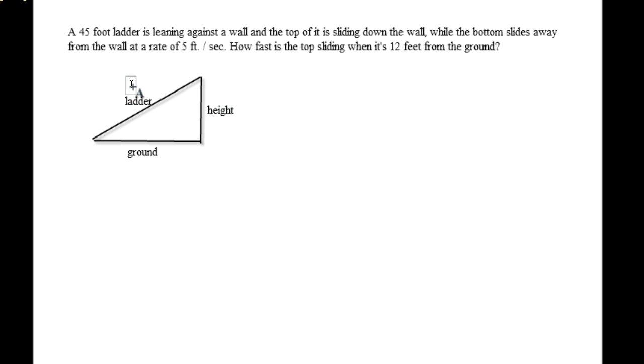Okay, so we know the ladder is actually 45 feet. We know the height is 12 feet. But we do not know how far it is from the wall, or do we? We can just go ahead and use the Pythagorean theorem. So ground squared plus 12 squared, which is 144, equals 45 squared, which is, where's my calculator?